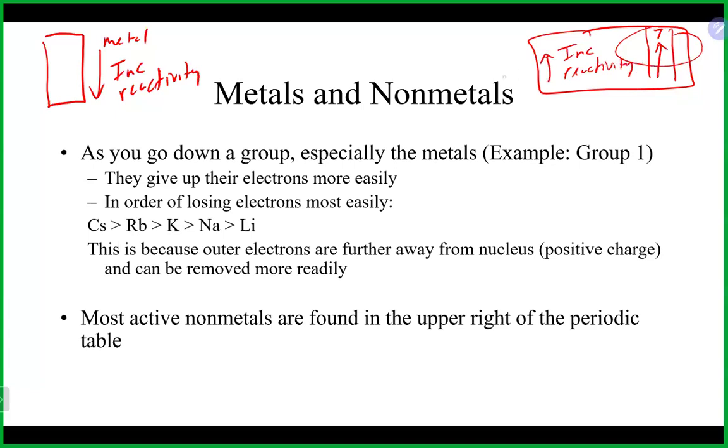Going up a group for our nonmetals. And that's why I said earlier that the most reactive nonmetal you can find is upper right of the periodic table. Most reactive metal you can find is lower left of the periodic table. So why really is that? Let's take a look at these trends, which are really important for why that happens.